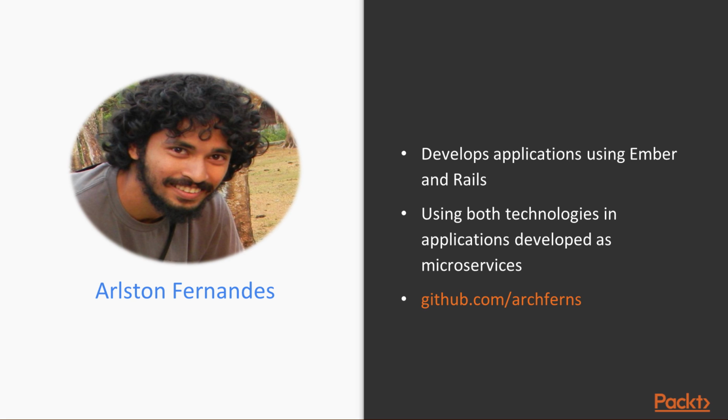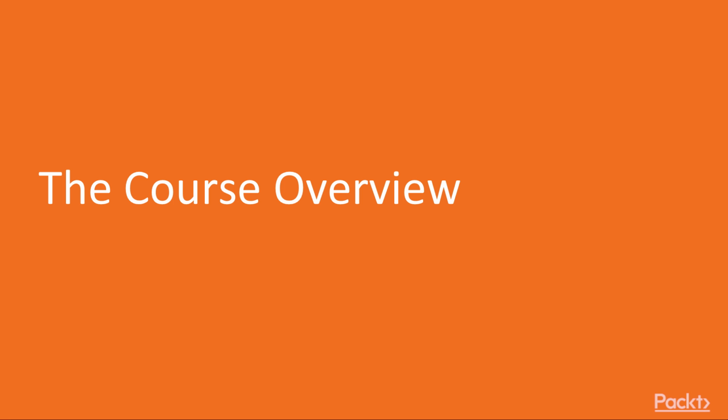My name is Alston Fernandez and I develop applications in both Ember and Rails, and I use both the technologies in applications which are developed as microservices as well as monoliths. In this course, we will build an Ember application to browse, add and check out products from a web shop. We will build our application entirely on the client side by using Ember CLI Mirage to fake an API server.